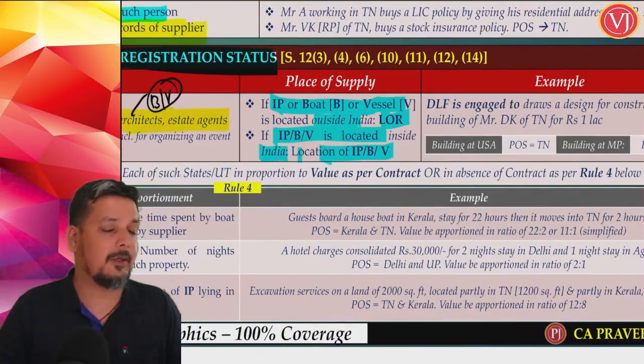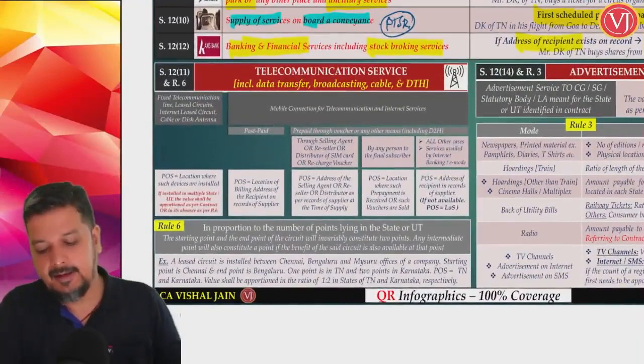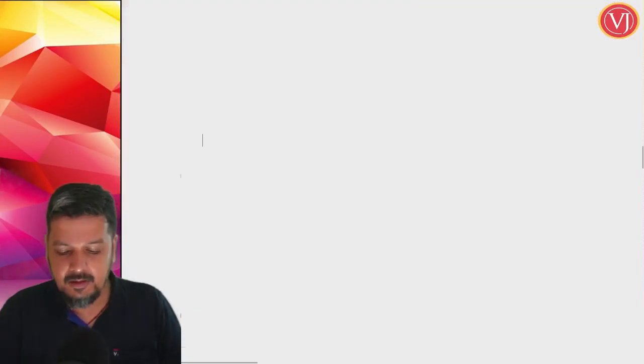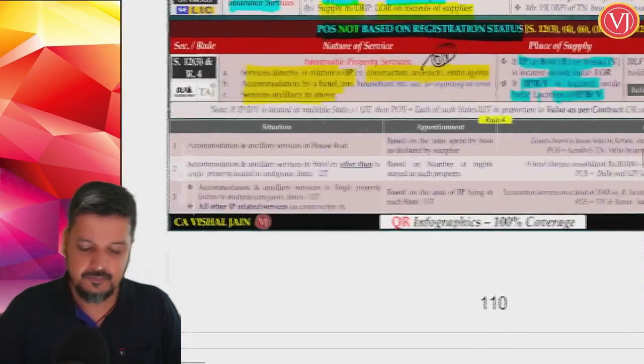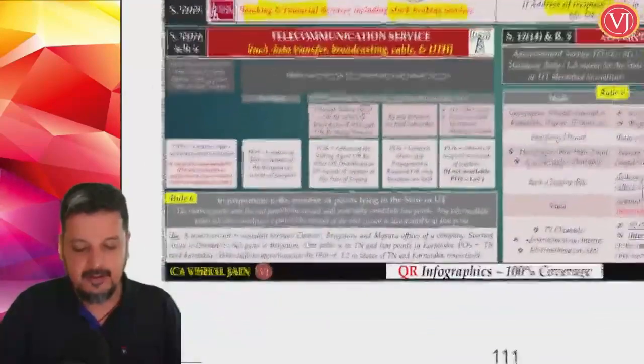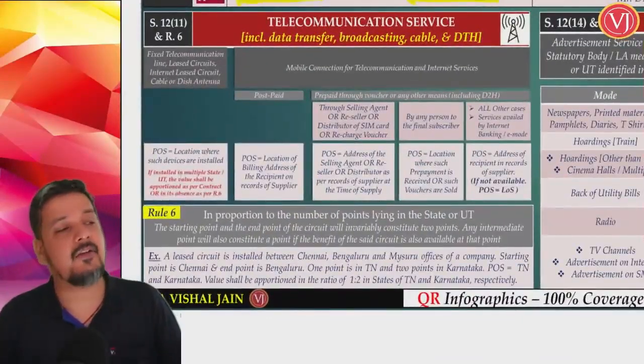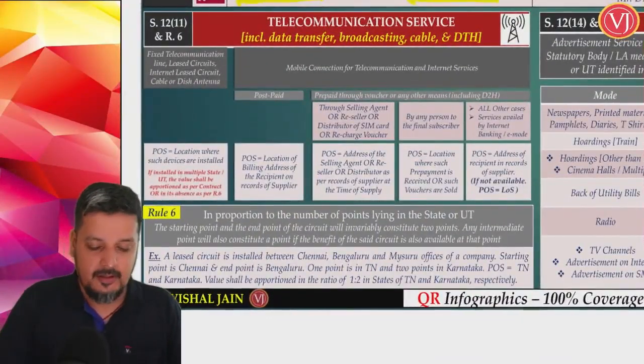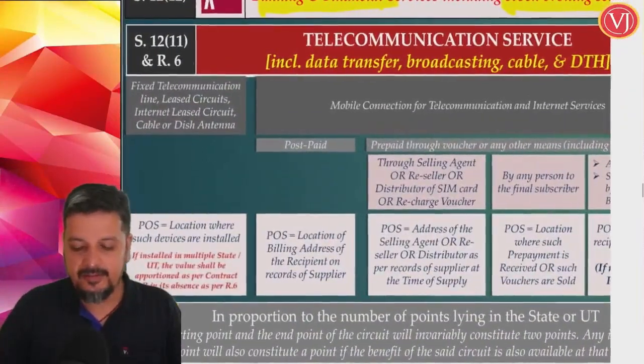Now, if you look at this entire chart, this entire scenario, only two services are left out. What are the two services which are left out? They are telecommunication service and advertisement service to government. Telecommunication service, we'll see in a very simple way.